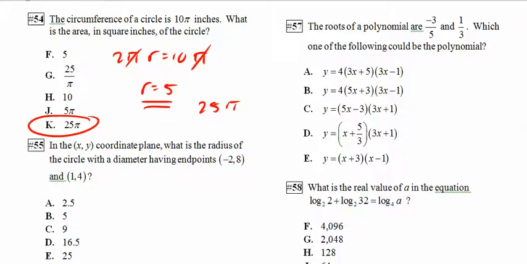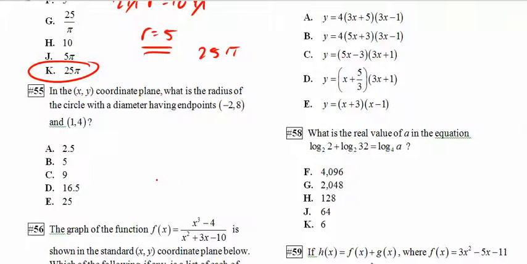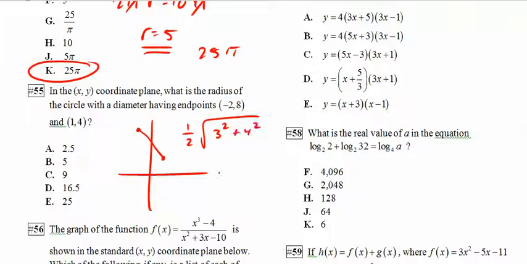In the xy coordinate plane, what is the radius of a circle with diameter having endpoints (-2, 8) and (1, 4)? So I need the distance formula here, and I got to take half of that. So it's 1/2 square root of negative 2 to 1 is 3 squared, 8 to 4 is 4 squared. Boom, boom, boom. 1/2 of 5. 2.5. Nice question. A little tricky there.